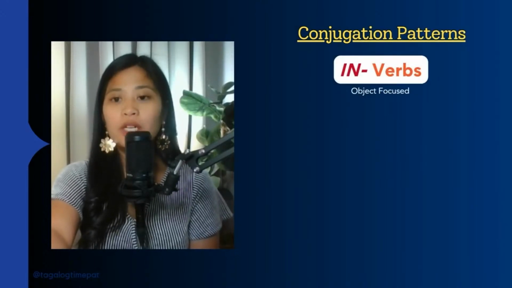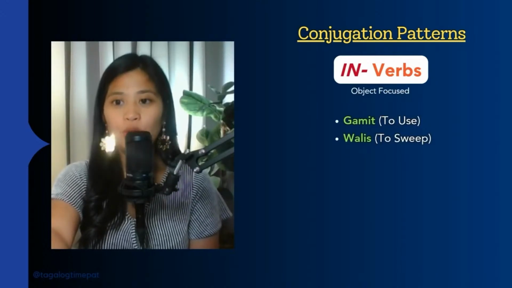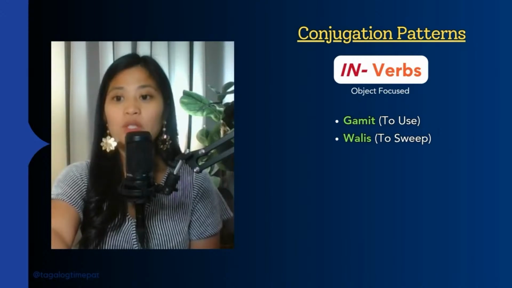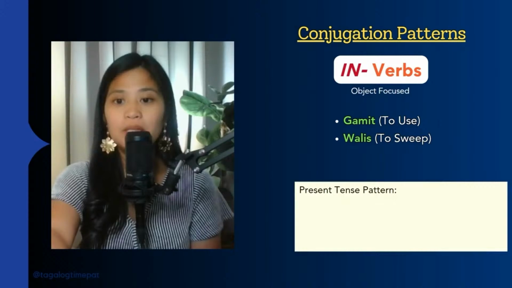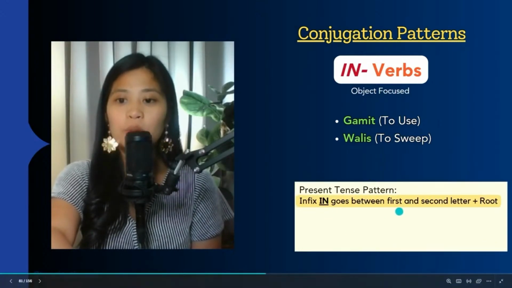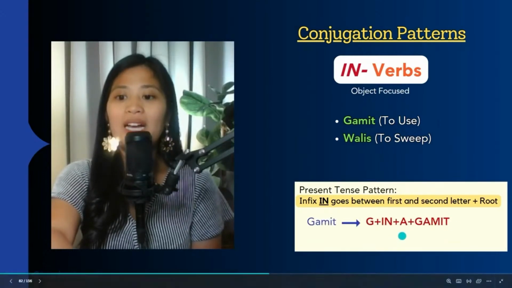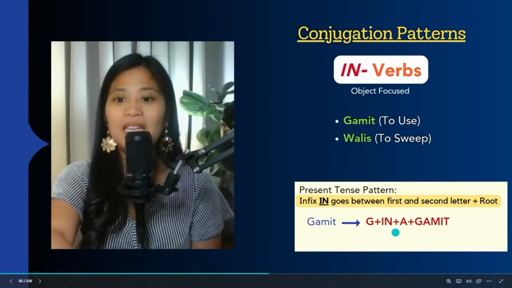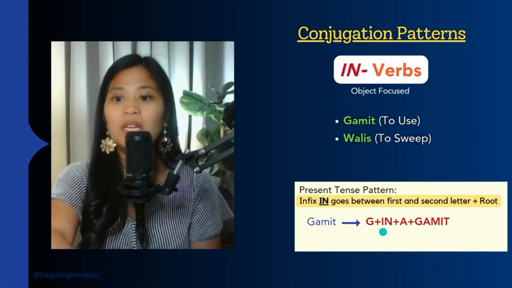These are also object focused. And here are some examples. Gamit means to use. Walis means to sweep. It has a very similar pattern to um verbs. The only difference now is that the infix in goes between the first and second letter, and then it's the root. So gamit, to use, in the present tense becomes ginagamit. In goes between the first and second letter, and then it's the root.